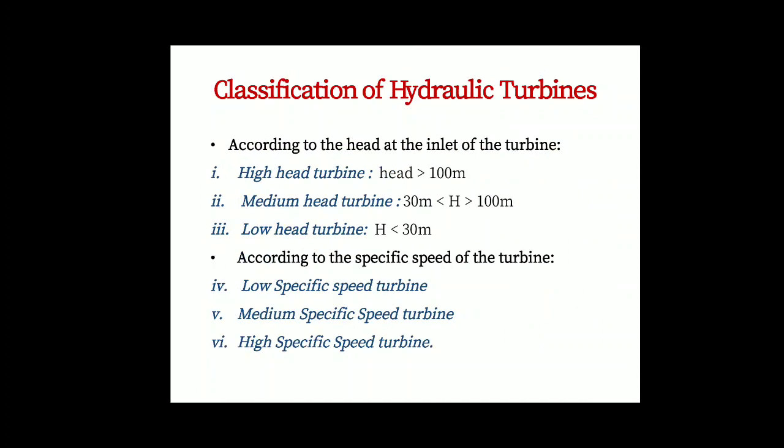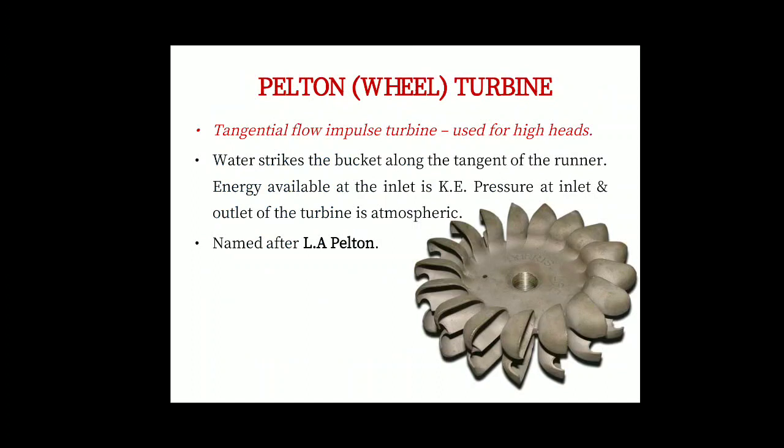Now, the classification of hydro turbines can again be on the basis of head: high head turbine, medium head turbine and low head turbine. Then according to the specific speed: low specific speed, medium specific speed and high specific speed.